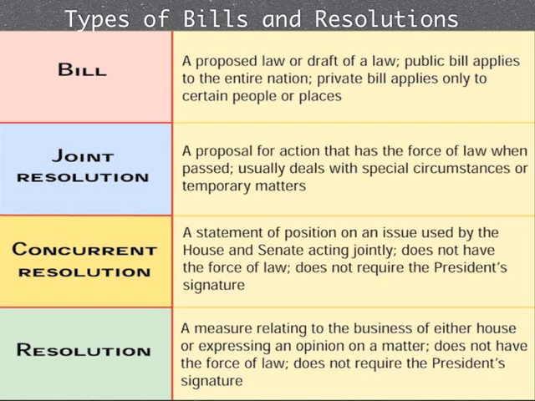A joint resolution, a proposal for action that has the force of law when passed, usually deals with special circumstances or temporary matters. A concurrent resolution, a statement of position on an issue used by the House and Senate acting jointly, does not have the force of law and does not require the President's signature. And a resolution, a measure relating to the business of either House or expressing an opinion on a matter, does not have the force of law and does not require the President's signature.